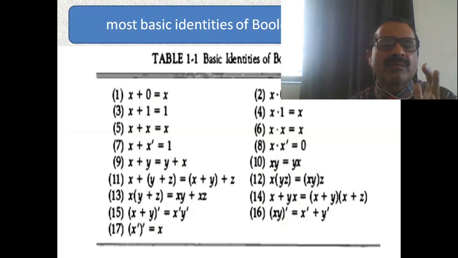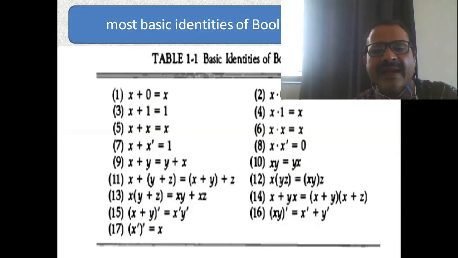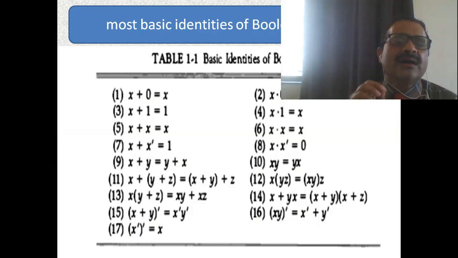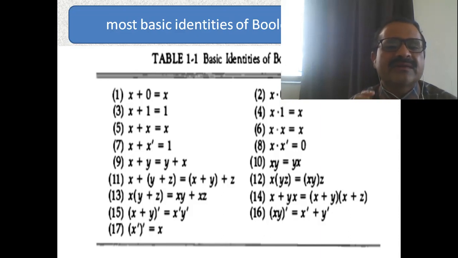So in rule number 1, x plus 0 is equal to x. Rule number 2, x and 0 is equal to x. Rule number 3, basic identity number 3, or Boolean algebra rule number 3, x plus 1 is always 1, x into 1 is equal to x, x plus x is equal to x, x into x is equal to x.